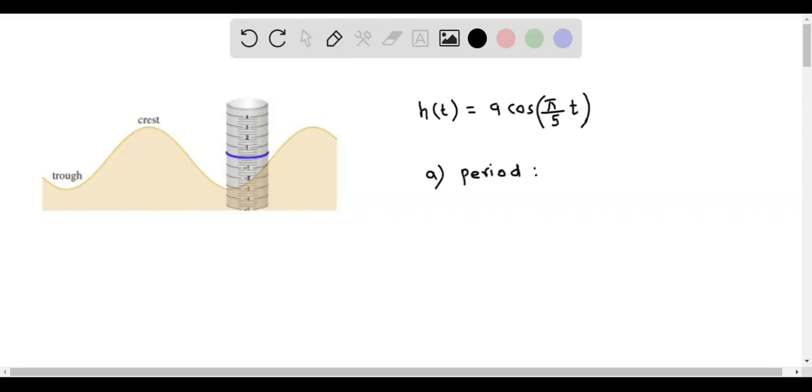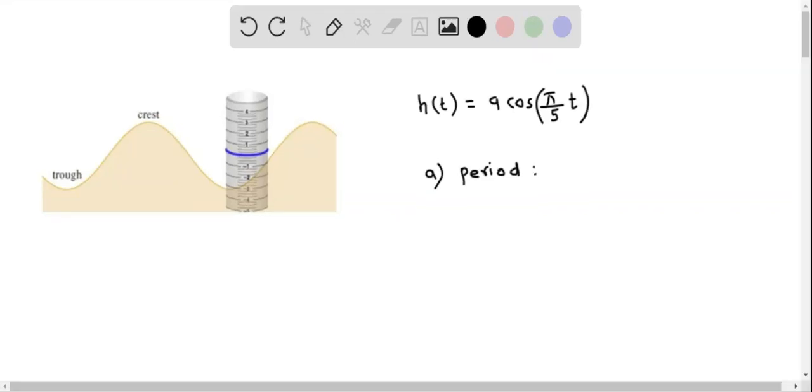The height of the water above mean sea level is given by this function, that is h of t equals 9 cosine pi by 5t, and we will determine the period of this cosine function, or the period of the wave. For that, I'm going to write down the generic cosine function.